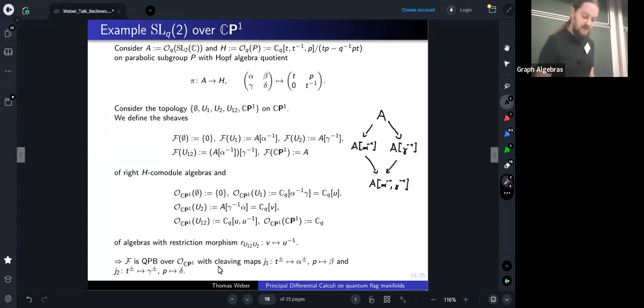In a similar way, you do it on CP1. So let me also draw the picture for CP1. So globally... Sorry, I have a question about this F of U12. First you are inverting alpha, and next you have to check the Ore condition for gamma, but inside of this algebra A already localized with respect to alpha. Absolutely. And everything works.